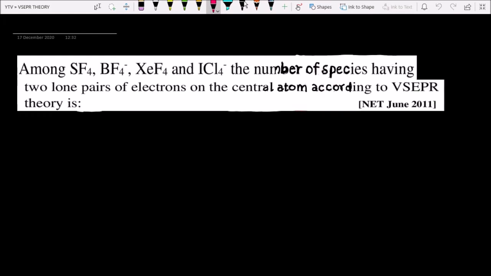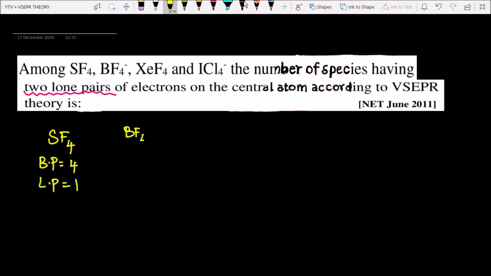Okay, in this question, they are asking among SF4, BF4 minus, XeF4, ICl4 minus, how many species have two lone pairs of electrons on the central atom. This is also quite easy. The first one is SF4. In case of SF4, the bond pair is equal to 4 and the lone pair is equal to 1. It's going to be seesaw shape, so there is one lone pair.